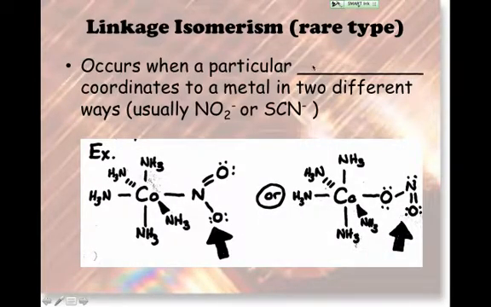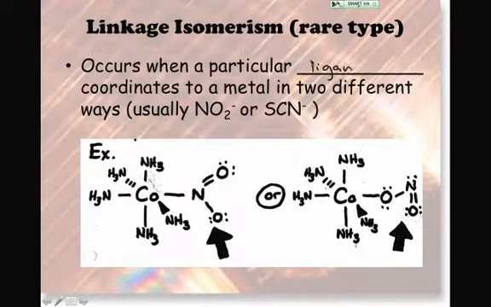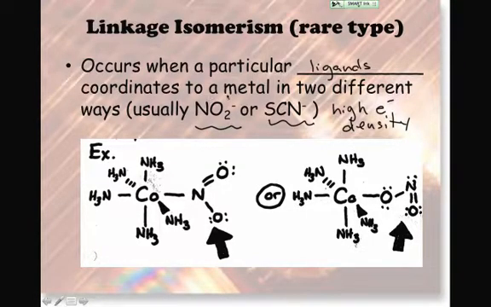Linkage isomerism occurs when a particular ligand coordinates to a metal in two different ways. Usually we would see this with a nitrite or thiocyanate because these ions have so many different locations of high electron density. That's our key here. This high electron density is going to have an attraction for a metal ion, right? So in our cobalt ion, the nitrite can react so that the nitrogen is bonding to the cobalt, or you can have the oxygen part of the nitrite bonding to the cobalt instead. These are linkage isomers, and these are a pretty rare type of isomer to find.